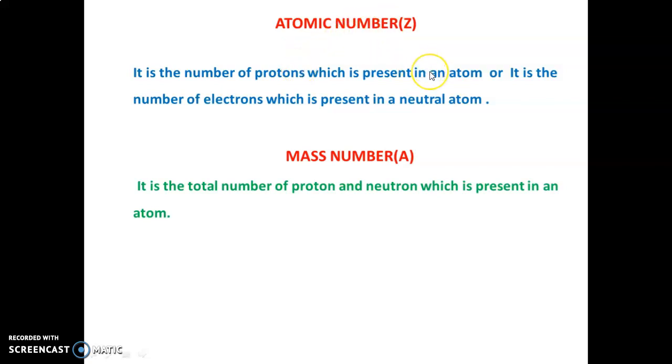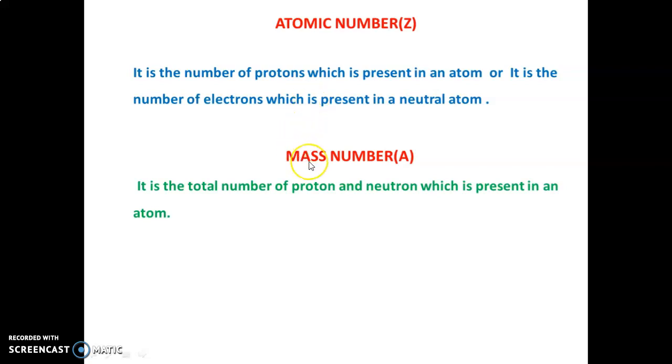Here note we say neutral atom, because protons normally do not take part in a chemical reaction. Only electrons take part. Whether it is a neutral atom or a charged atom, the proton number has no change, because in a chemical reaction protons do not take part. But in nuclear chemistry, we discuss protons taking part in reactions. Here, atomic number is the number of protons present in an atom or the number of electrons present in a neutral atom.